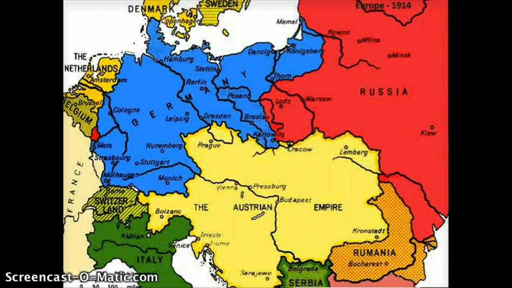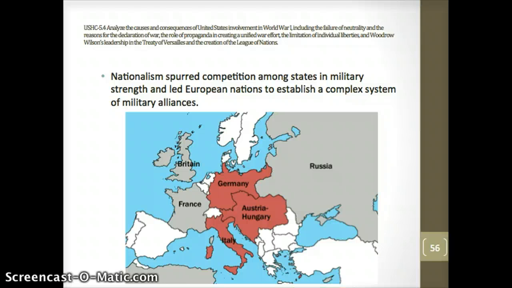If you see here, this is a map of all the different countries before World War I started, and just how it's broken down. And this shows the two major alliances in this map. You have Britain and France and Russia in one alliance, and then Germany, Austria-Hungary, and Italy in the other. So nationalism is going to spur competition among states. They're all going to try to build bigger militaries, and they're going to have this military alliance in order to protect themselves against other countries.